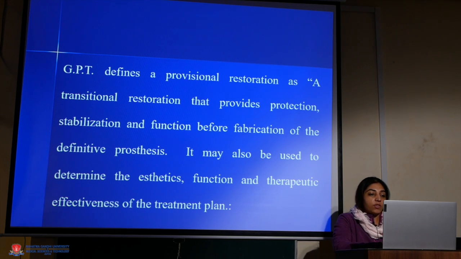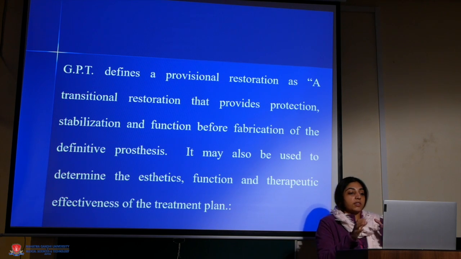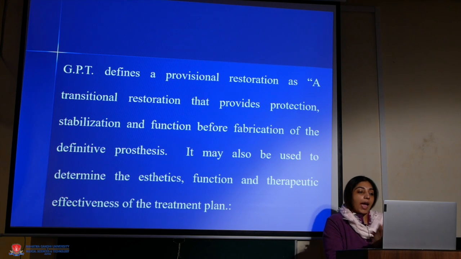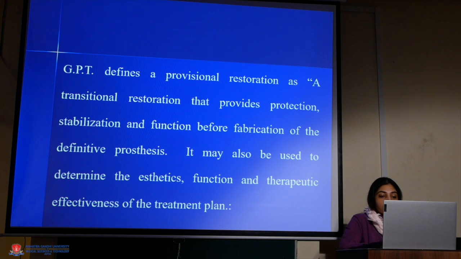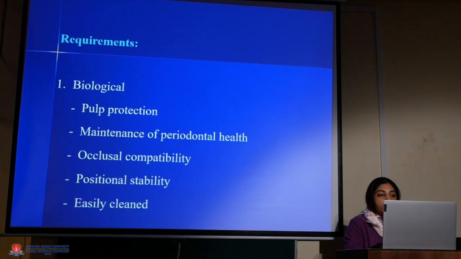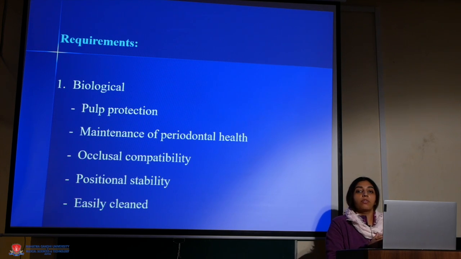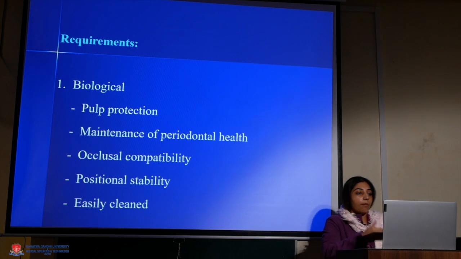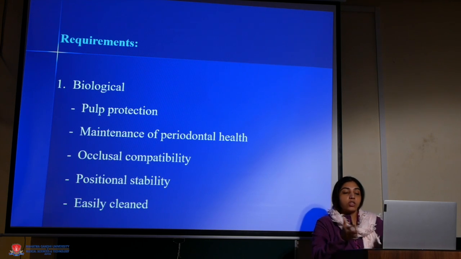The second part of the definition speaks about what the functions of this provisional restoration are. It means it has to serve the purpose of being aesthetic, it has to serve a function, and sometimes it also works as a therapeutic treatment. So let's look at all of them carefully a bit later. Now, before we fabricate something, it has to have its requirements, ideal basic requirements, above which the restoration becomes successful. So let's look at what would be the requirements of these provisional restorations.